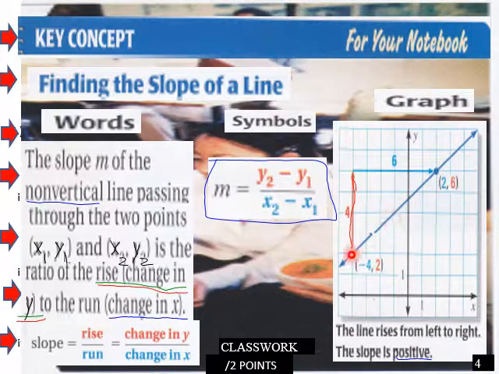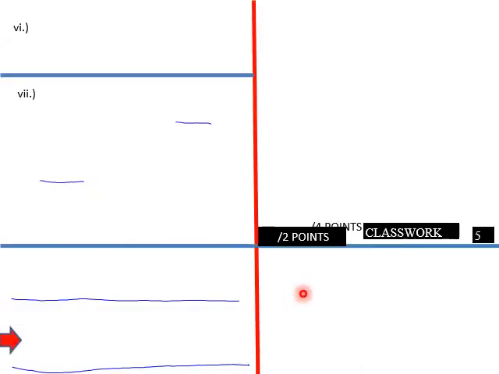y2 minus y1 over x2 minus x1. And here is an example of a graph with this kind of slope. So for every 6 in run, we got a rise of 4. The line rises from left to right, the slope is positive, so it's positive here.